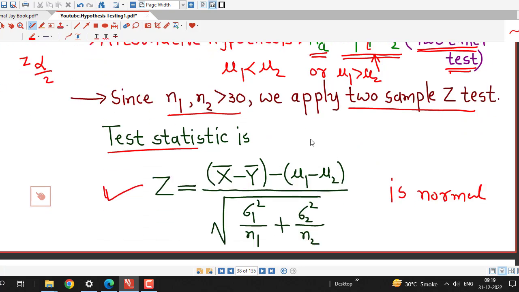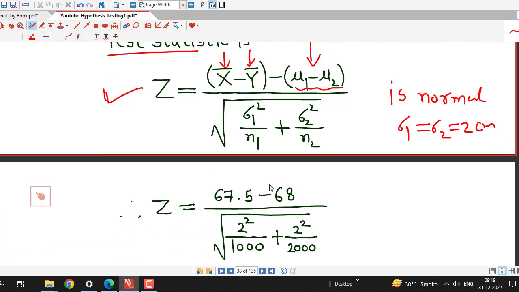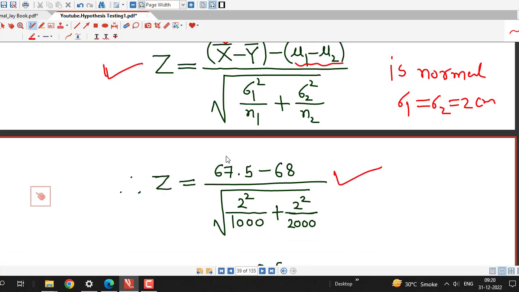So we will consider mu1 equal to mu2, therefore this is going to be 0, and we are given that sigma 1 and sigma 2 are same, that is 2 centimeter, and we will substitute values of x bar, y bar, n1 and n2. So I have put all these values, and then I have to calculate all these quantities.